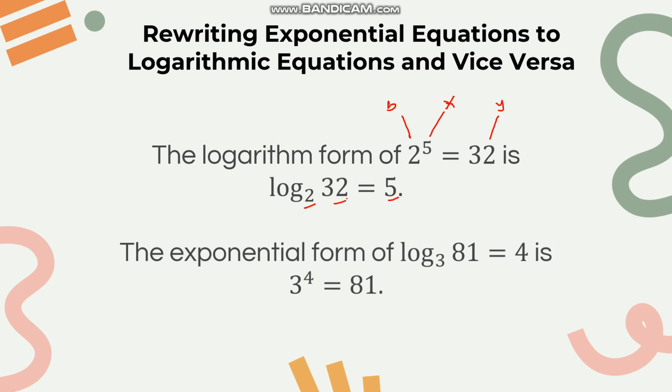If the given is now in logarithmic form, let's say we have logarithm of 81 base 3 equals 4. Again, you just have to identify where b is. In this case, the base is 3, the exponent is 4, and the argument is y. Then all you have to do is write it in the exponential form. So we have 3 raised to 4 equals 81. So again, that's how you write exponential to logarithm and logarithm to exponential. You just have to identify the base, the exponent, and the argument, and then place them properly in the form.